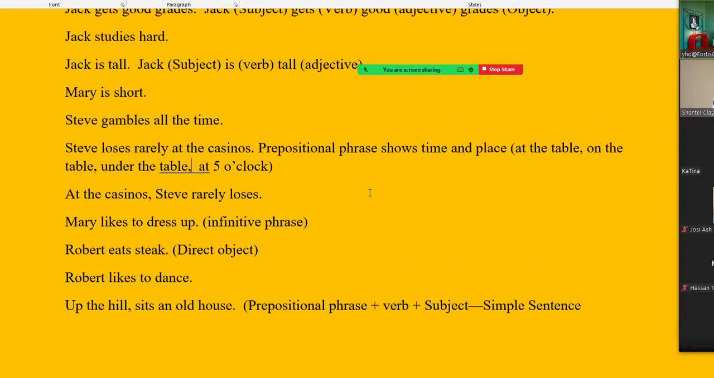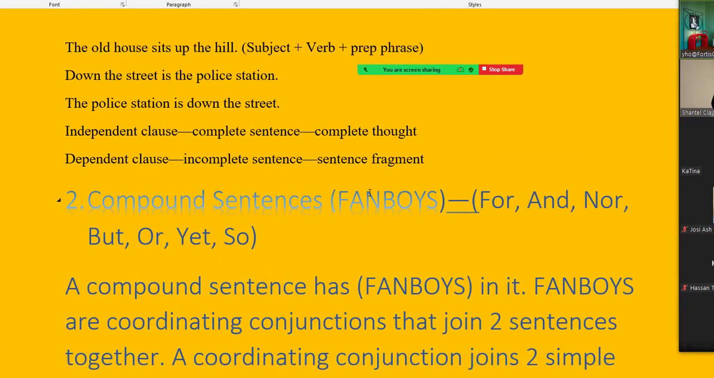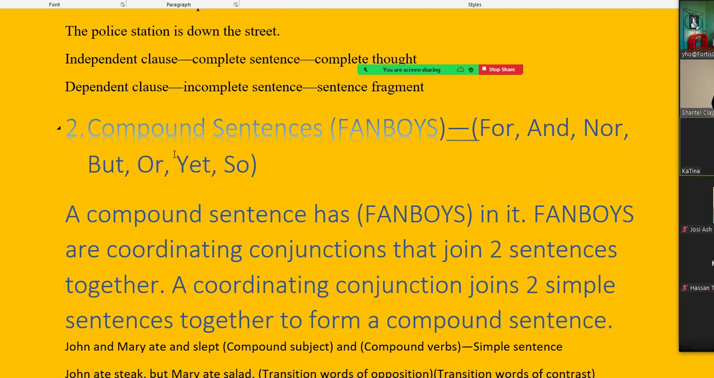So are we done? Do you understand simple sentences? Good. Now we're going to compound sentences. Compound sentences simply mean two simple sentences joined by for, and, nor, but, or, yet, so. And the word compound simply means two.